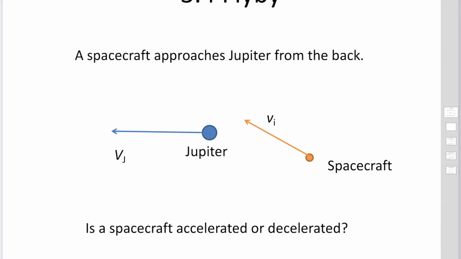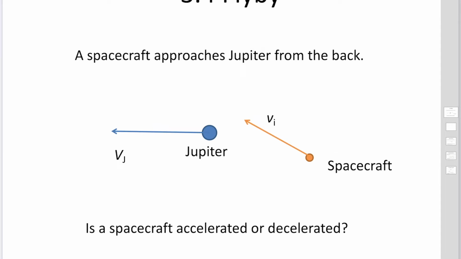So in this section, we are going to study the flyby using the idea of the scattering process. So now the spacecraft approaches Jupiter from the back. The spacecraft is approaching Jupiter. Then is the spacecraft accelerated or decelerated?